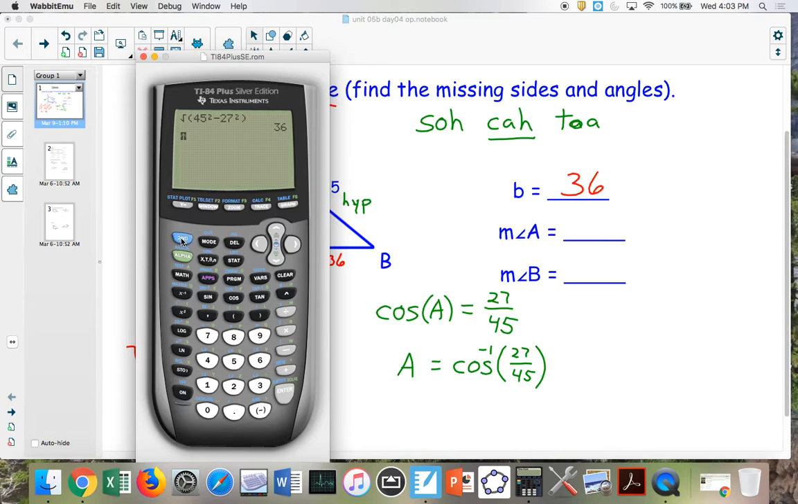So I'm going to do second cosine to give me the inverse cosine. And then type in 27 divided by 45. And I get approximately 53.1 degrees. We'll round to the nearest tenth. It doesn't give us any direction about where to round, so we'll go nearest tenth. So 53.1 degrees.